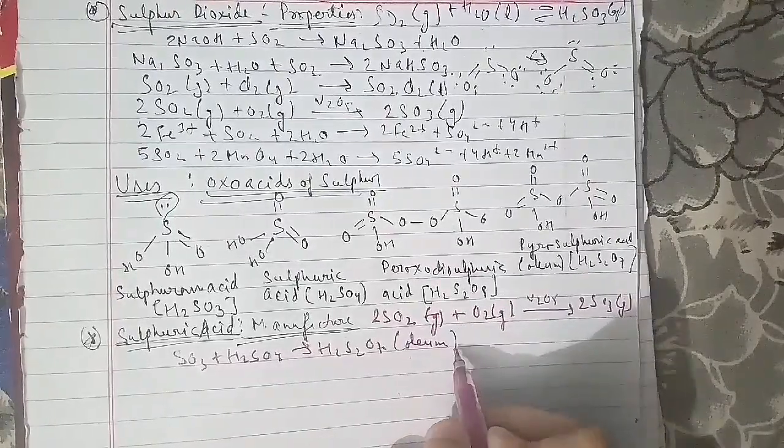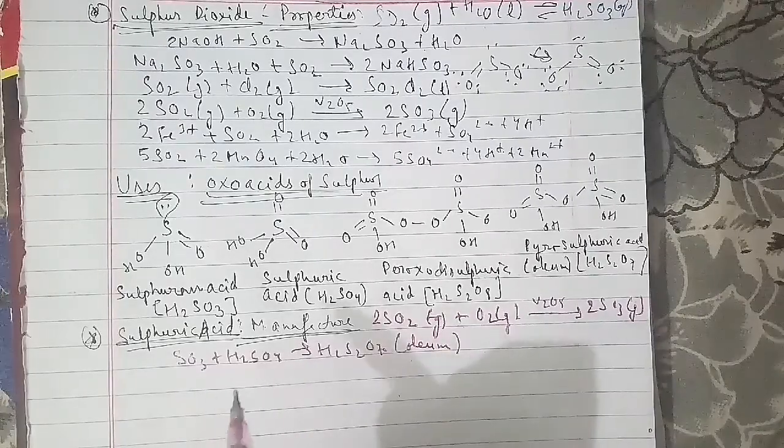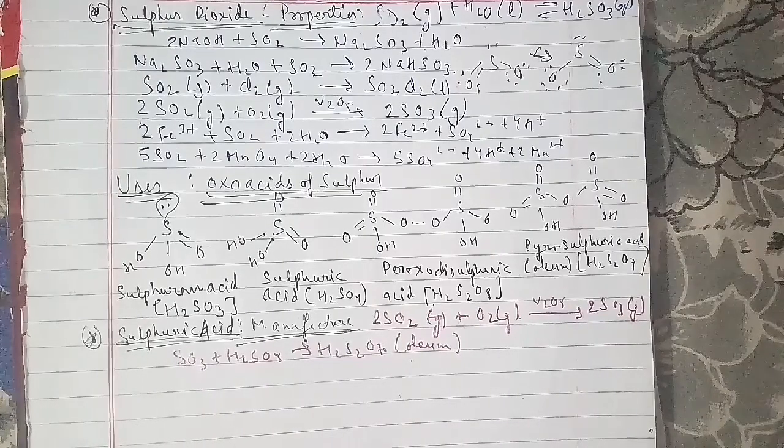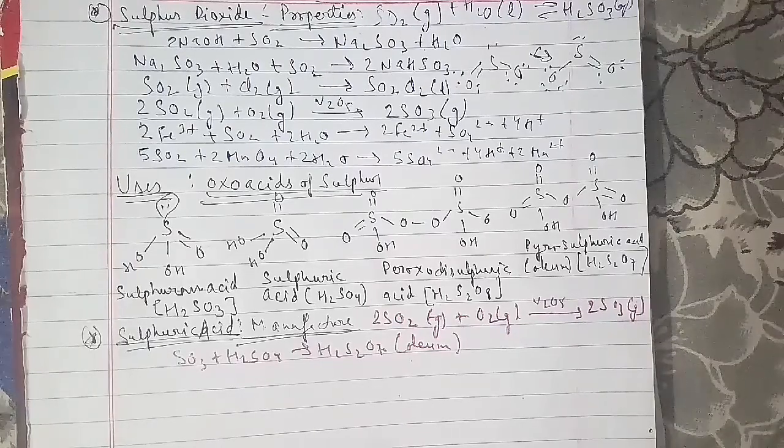Now we'll discuss the properties. That is your flow diagram for the manufacture of sulfuric acid. We'll discuss that later. First we'll complete this, and then we'll discuss the properties as well.